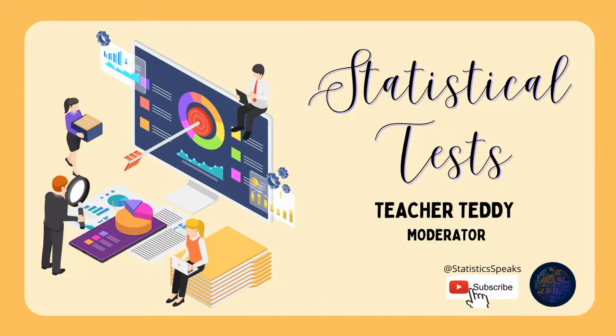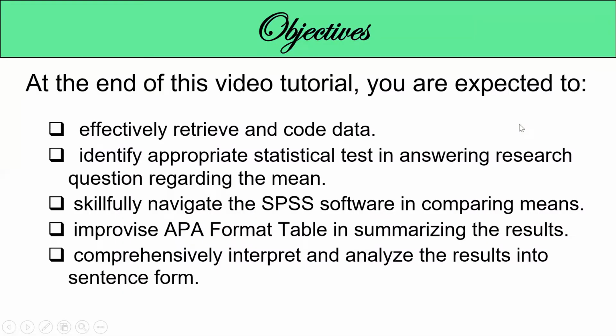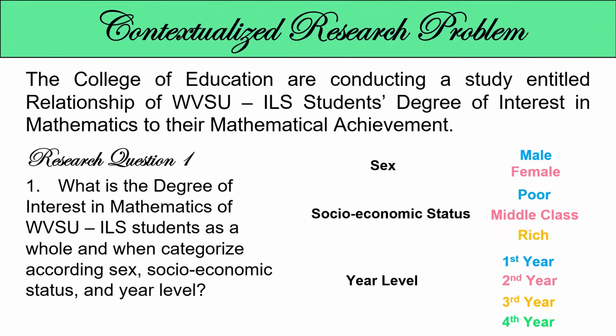But before we start our video tutorial, let's have our objective. At the end of the video tutorial, we're expected to effectively retrieve and code data, identify appropriate statistical tests, answer research questions regarding mean, skillfully navigate the SPSS software in comparing means, improvise an APA format table in summarizing the results, and comprehensively interpret and analyze the result in two-sentence form.